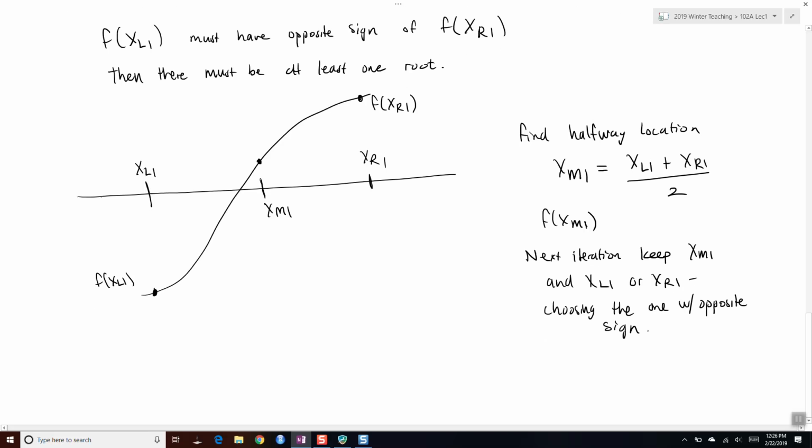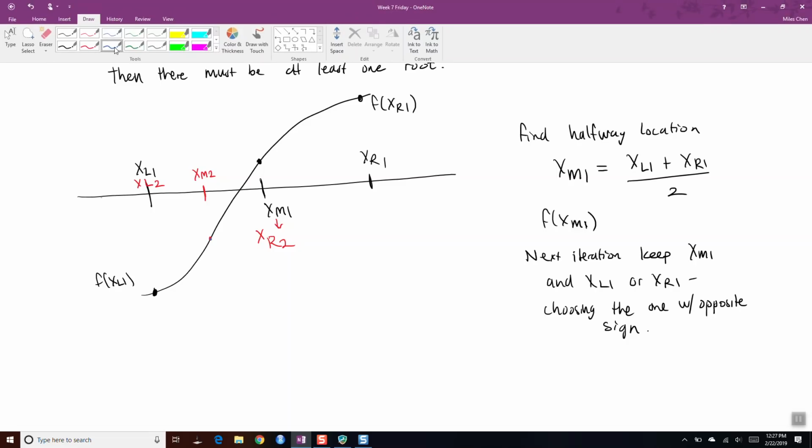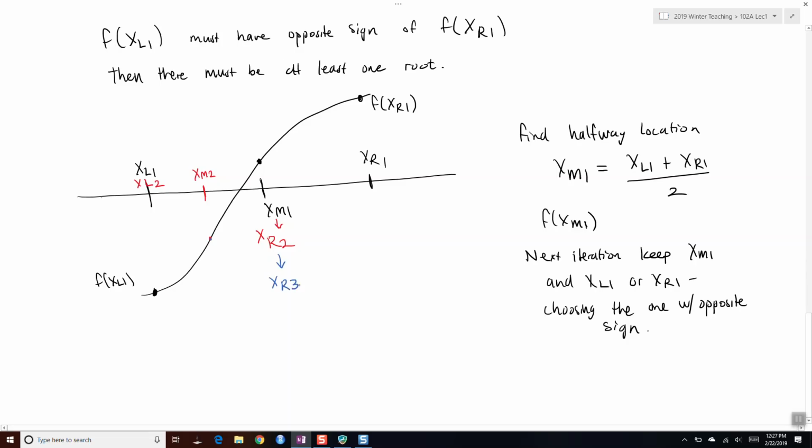Okay, so if we do that on our next iteration, this becomes xr2, and this will become xl2. We'll keep xl1. It becomes the left end for our second iteration, and we'll keep xm1, and it becomes the right end for our iteration. Then we find the halfway point here. We'll call this xm2, and it becomes right there. And with this one, we are going to keep xr2. So this will become xr3, and this one will become xl3.